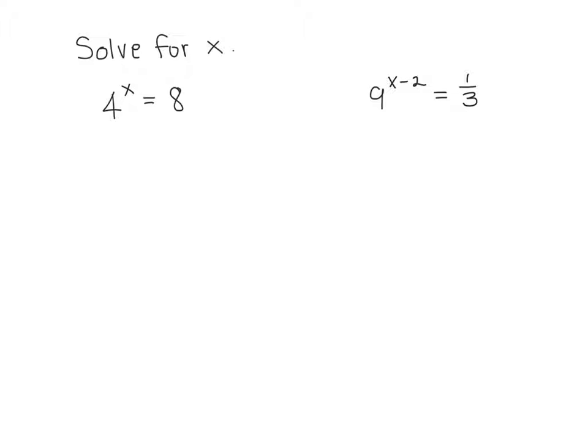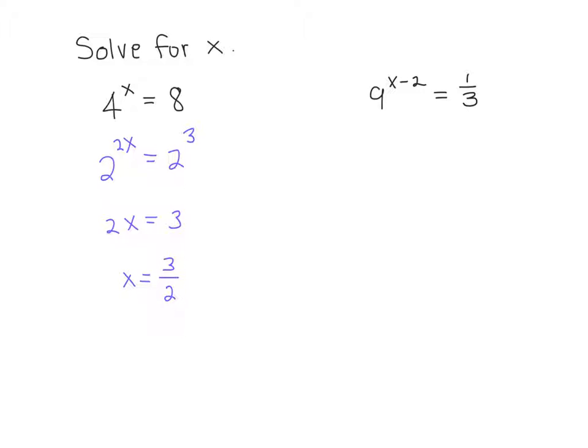Solve for x. We're given 4^x is equal to 8. So if we rewrite the 4 and 8 in terms of 2, we have 2 raised to the 2x is equal to 2 to the third. So 2x must be equal to 3. Therefore, x is equal to 3 over 2.